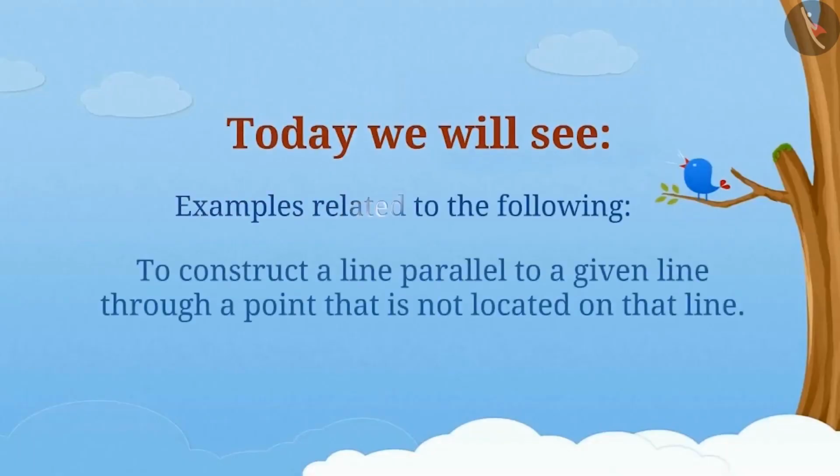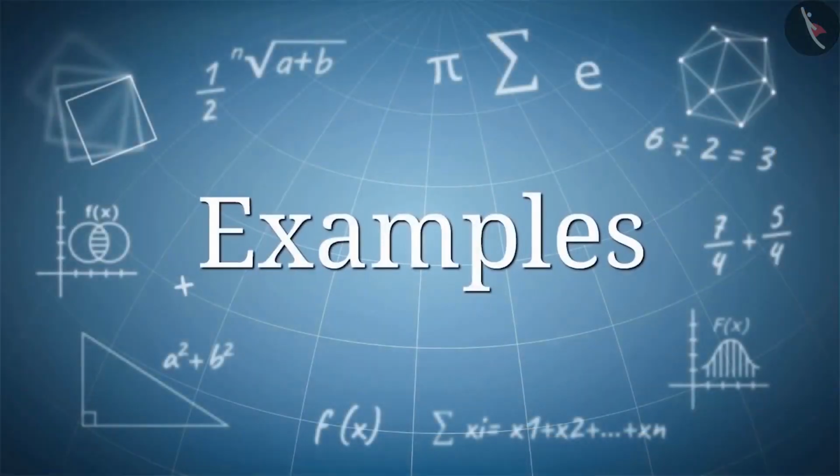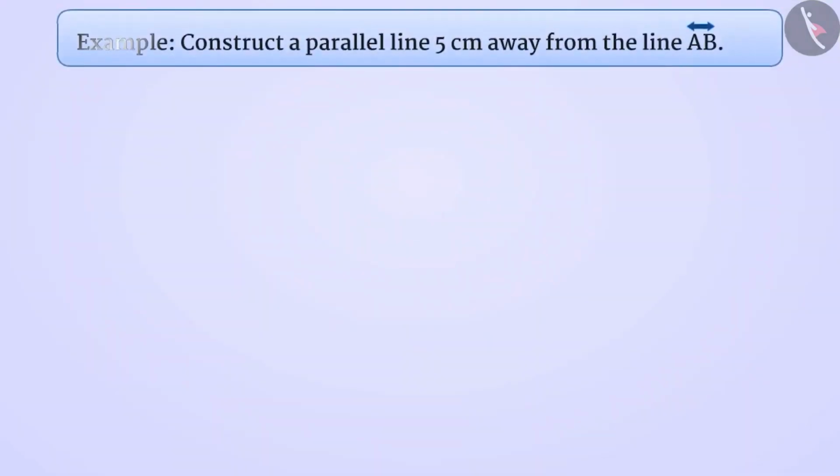Today we will see some examples based on how to construct a line parallel to a given line through a point not on the line. Construct a line parallel to line AB at a distance of 5 cm. Here, we have to construct a line parallel to AB at a distance of 5 cm.